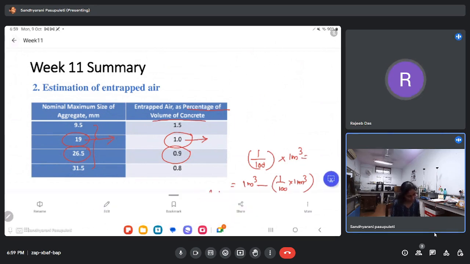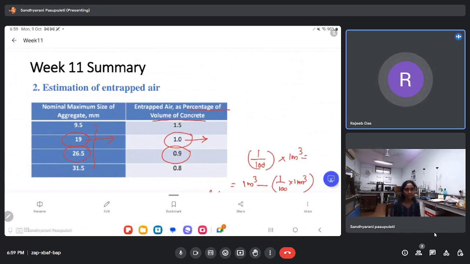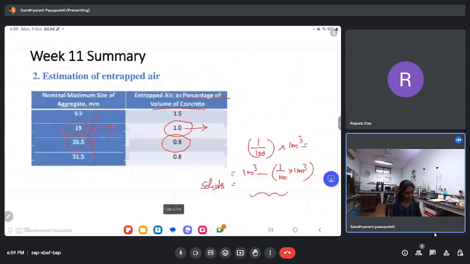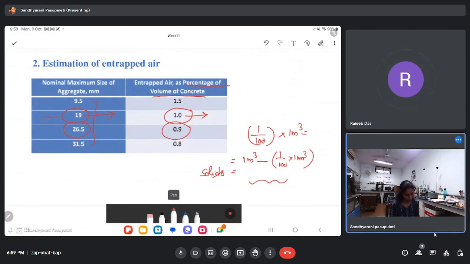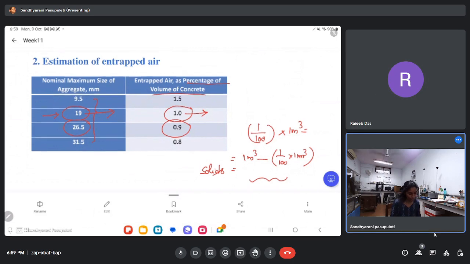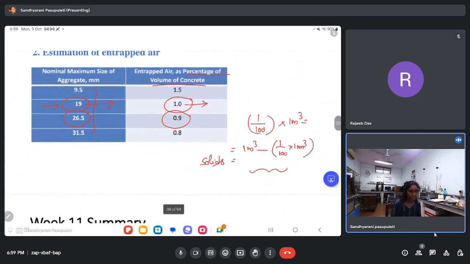So for every 1 meter cube of concrete, this is the quantity of entrapped air. Yes, sir. For every 1 meter cube, 1% is the entrapped air if the NMAS is 19 mm. So based on that, whatever remaining volume would be the solid volume. In that solid volume, the proportion of cement, aggregate, all those can be calculated.